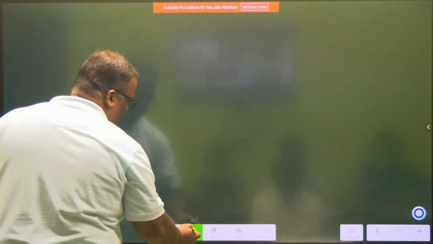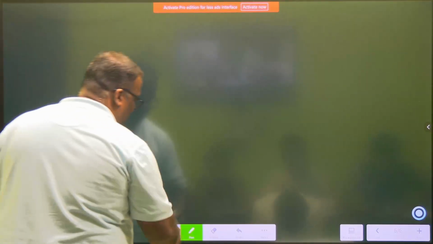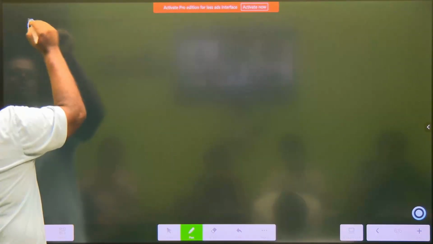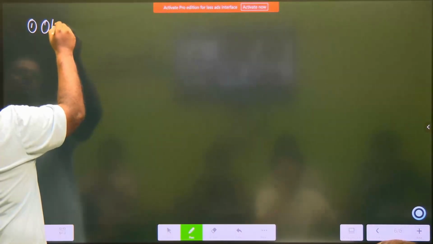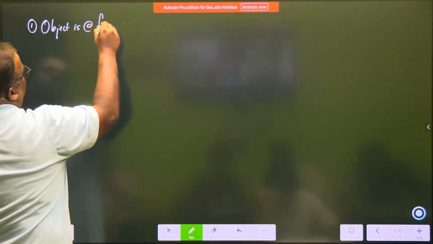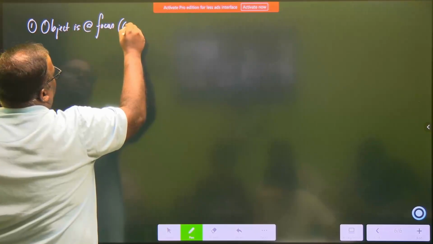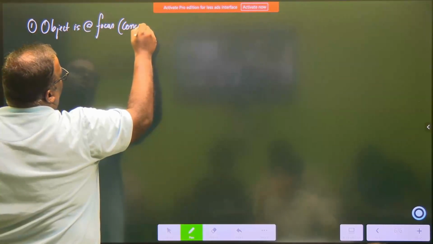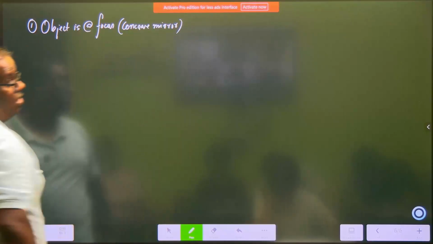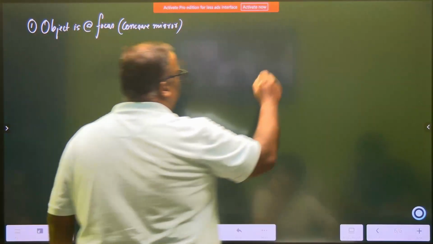So let's see the next one, where, my order may be different from the book, but I'm deliberately making it so that things become clear. Object is at focus. Children, remember, we are studying everything for concave mirror. We're studying everything for concave mirror, and our object is at focus. So let's take it.